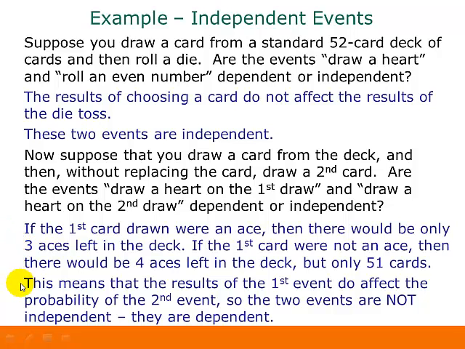This means that the results of the first event do affect the probability of the second event. And again, this is because the card that's drawn the first time is not replaced in the deck. That means that for the second draw, the probabilities are changed. The deck is actually changed. So that means these two events are not independent, they are dependent.